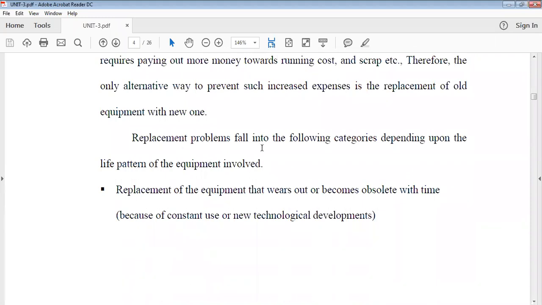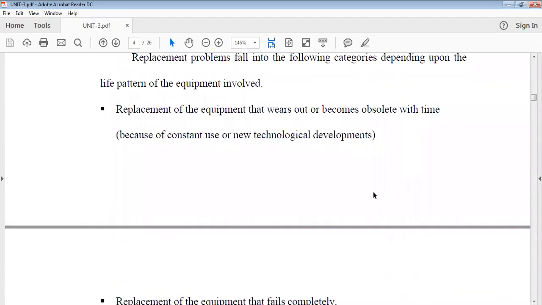Next, replacement problems fall into the following categories depending upon the life pattern of the equipment involved. First, replacement of equipment that wears out or becomes obsolete with time. Wearing out means I told you, wearing out of the parts, the rubbing parts of a particular machine.